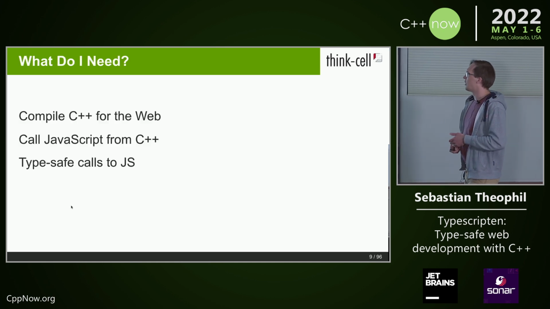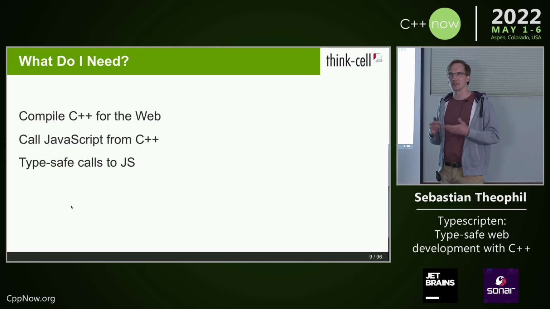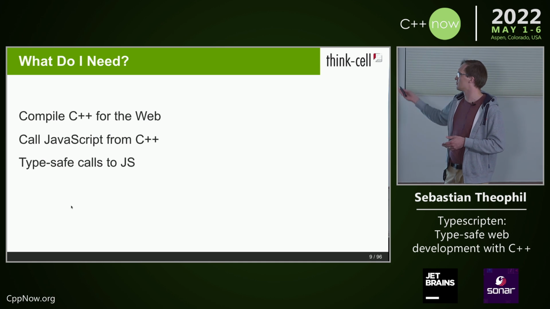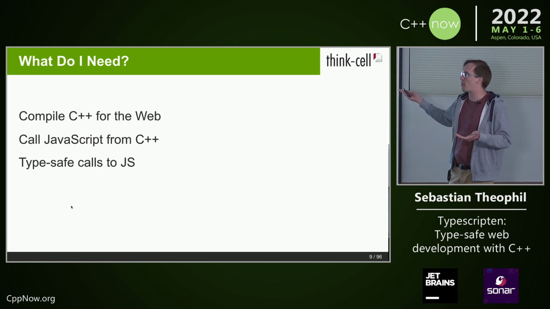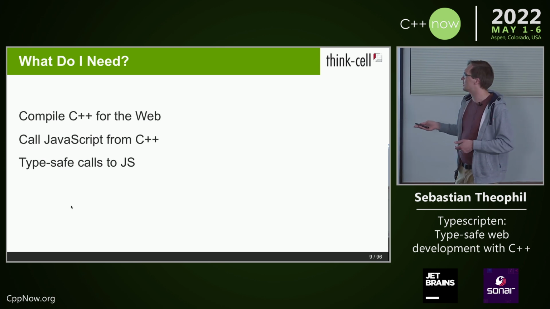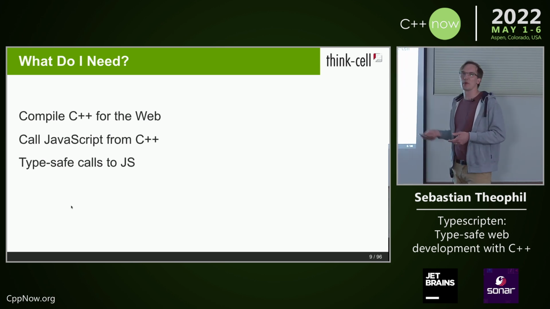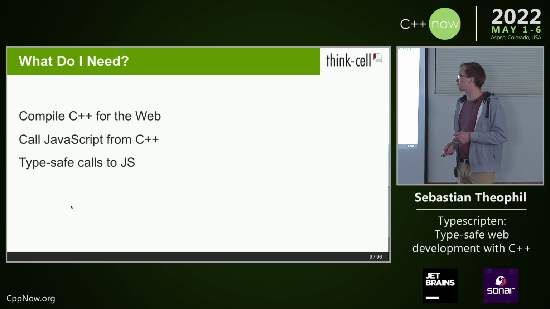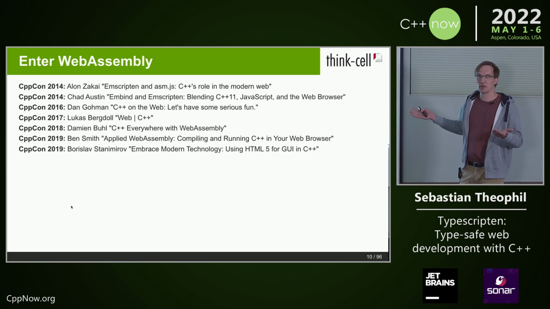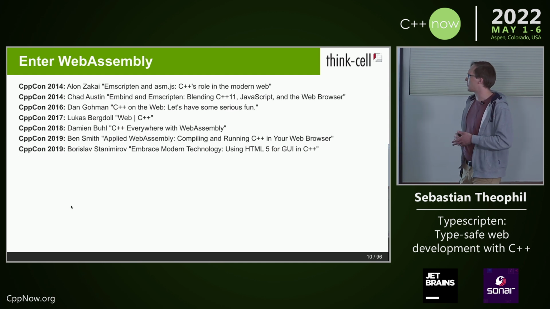OK, so what do we need to get a little C++ application into a web browser? Well, we need three things. We need to compile C++ so it can run in a web browser somehow. Then we want to call JavaScript from C++. And last but not least, we want to make these calls type-safe. So how to get C++ into the web browser? That's where WebAssembly comes in.